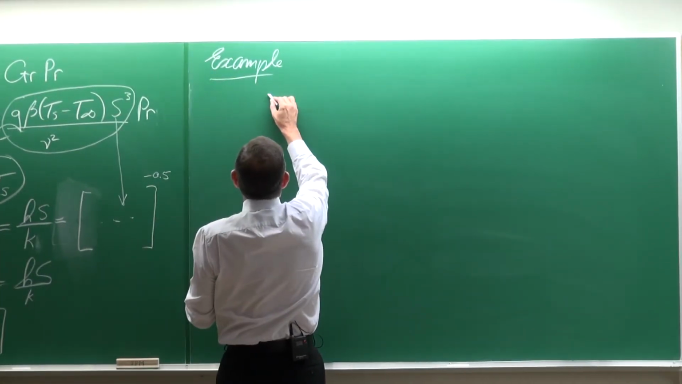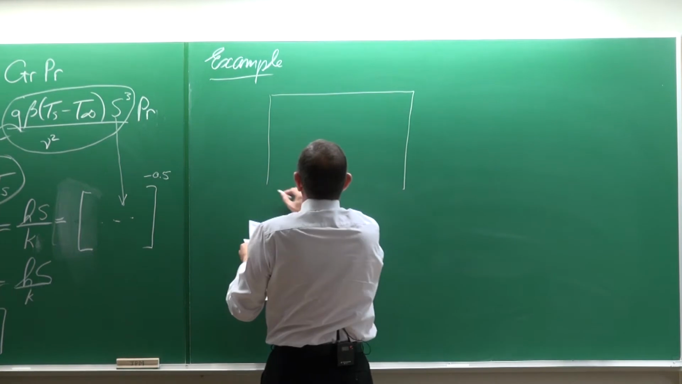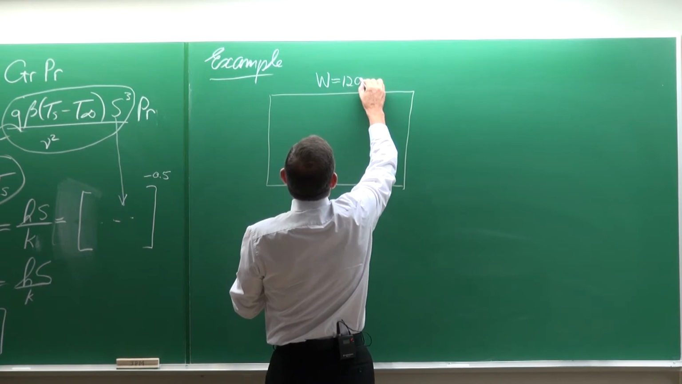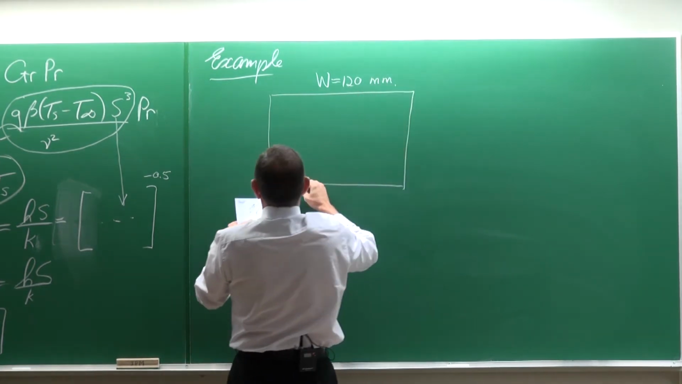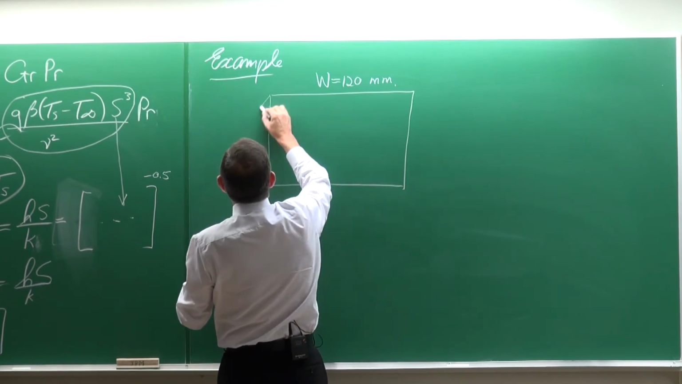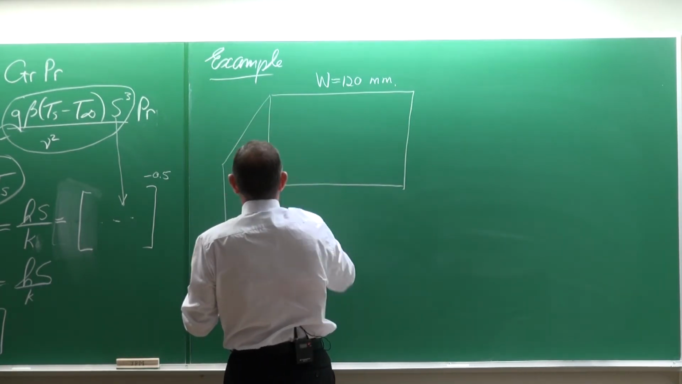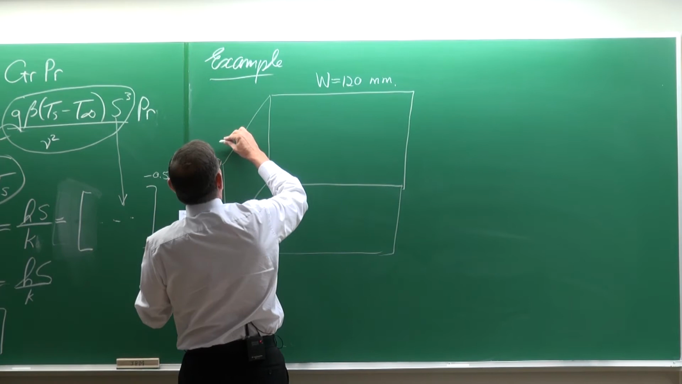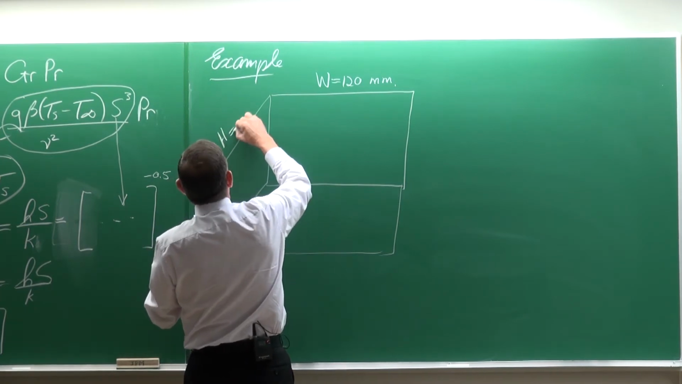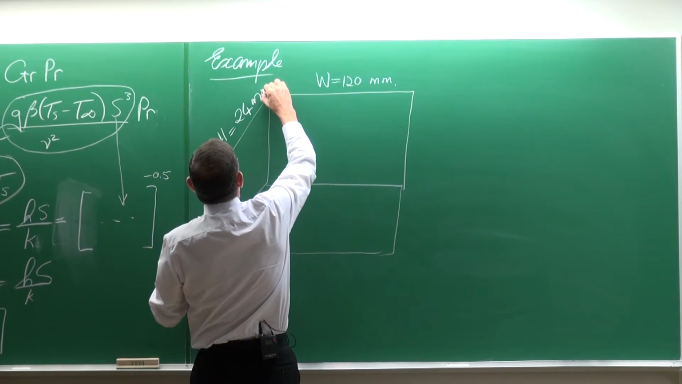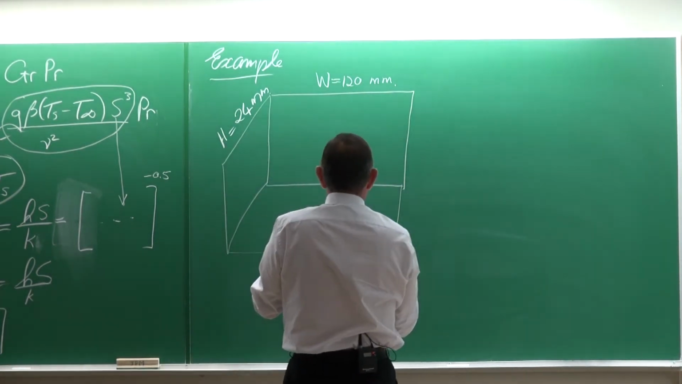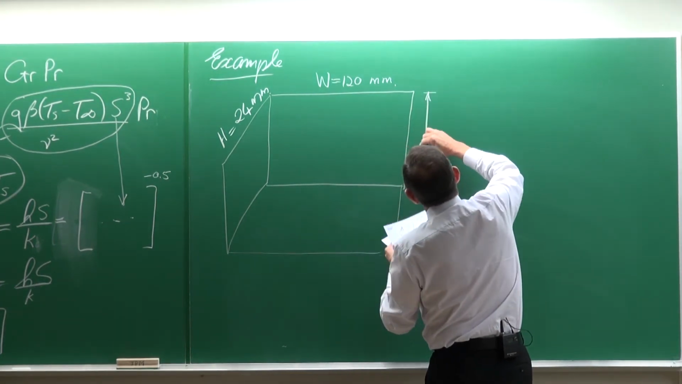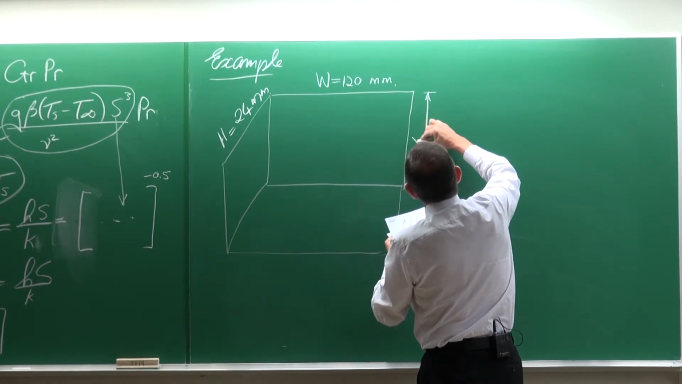The example is we have a surface with dimensions of W equals 120 millimeters. We have available in this direction just 24 millimeters, so H is equal to 24 there. And this length, L, is equal to 180 millimeters.